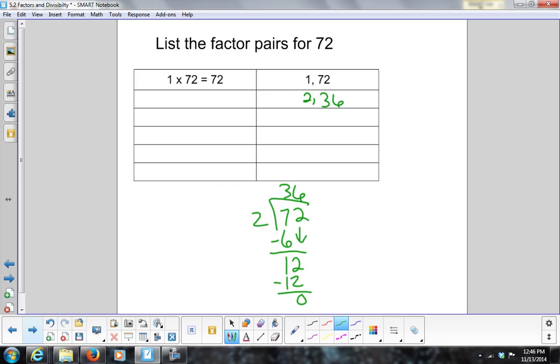Okay, I'm going to give you a second to finish out the table, and then you can come back and check and see if you're correct.